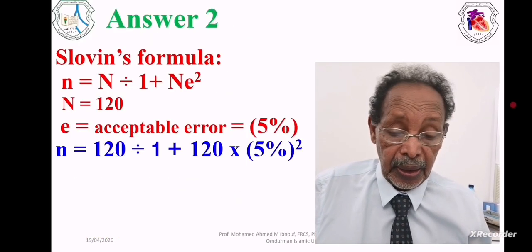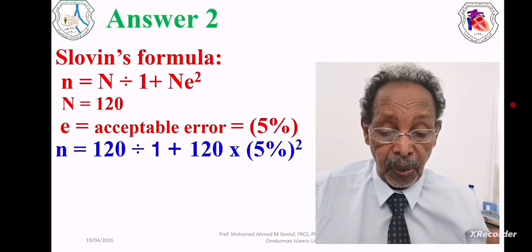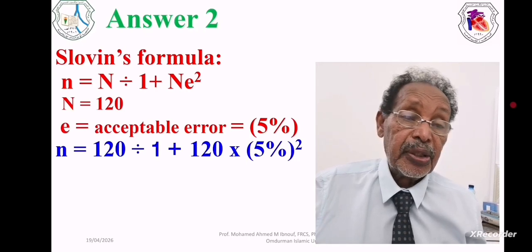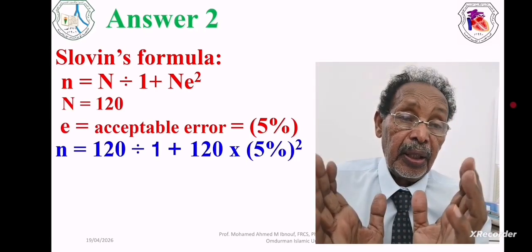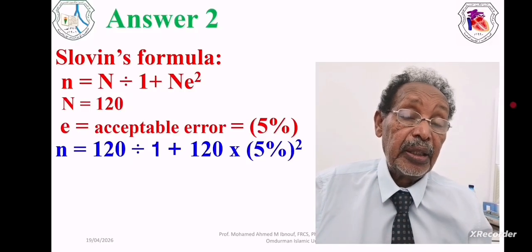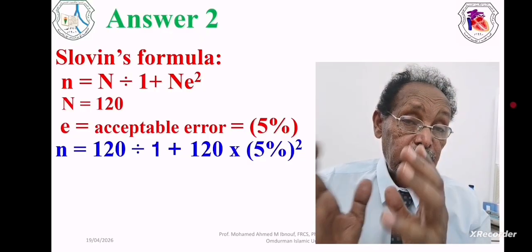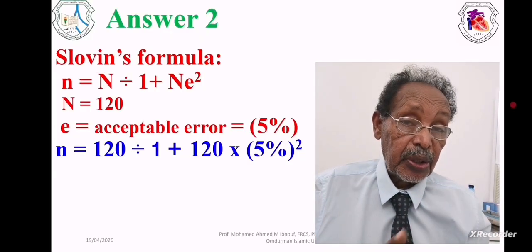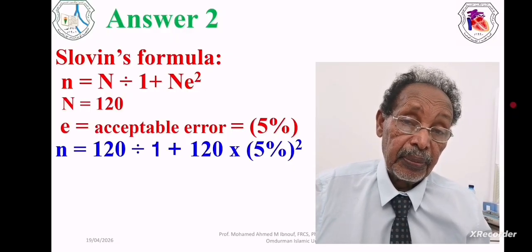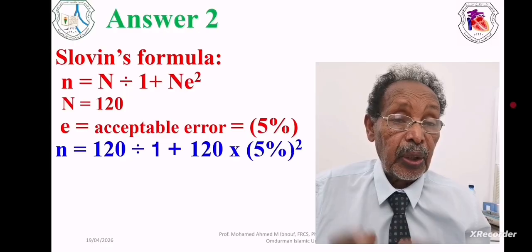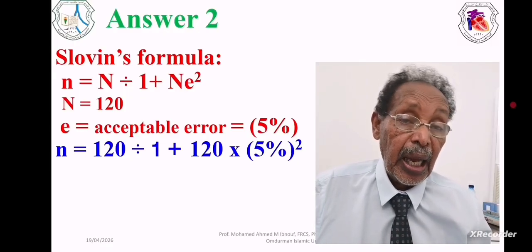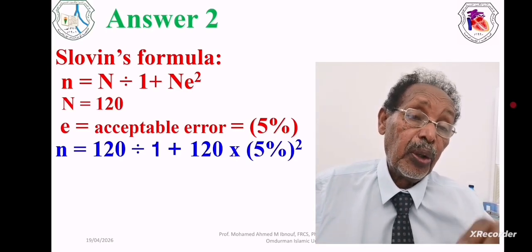Now we introduce the Slovin or Taro Yamane formula. It is n equals the population size, which is 120 open cholecystectomies, divided by 1 plus the population, 120 cholecystectomies over 6 months, multiplied by the margin of error squared, e squared. So we know capital N, the population, is 120, and we know the margin of error is 5%, and we write it as 0.05.